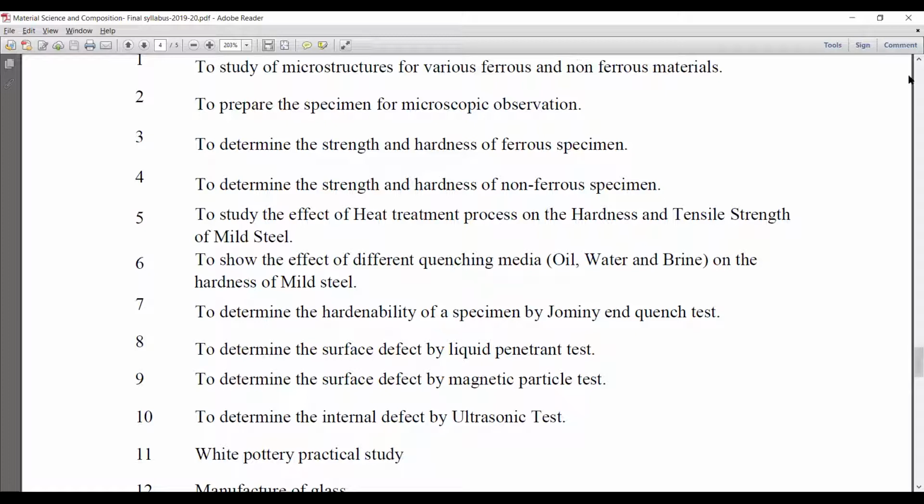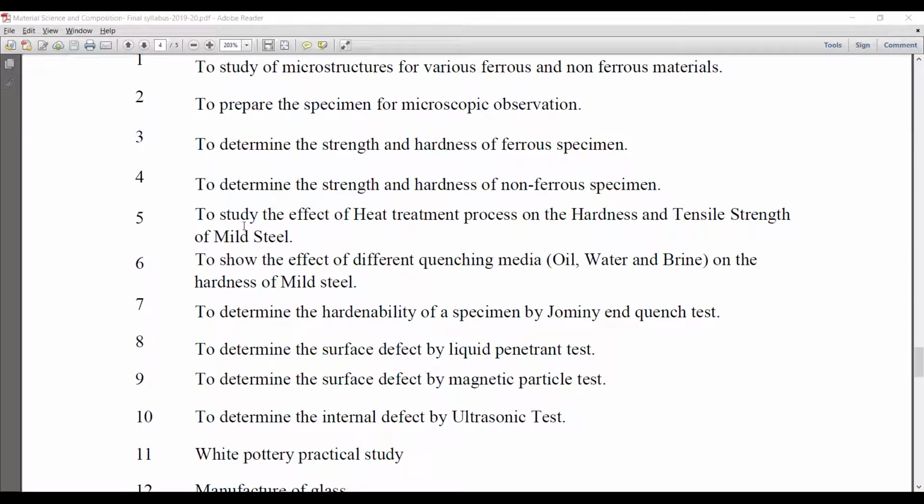So if you can see in your syllabus, in MSc Lab, we have the first one, which is to study the microstructure of various ferrous and non-ferrous materials. Is it audible now? Okay. So the first one is to study the microstructures for various ferrous and non-ferrous metals. And then the second one is to prepare the specimen for microscopic observation. Then the third one, to determine the strength and hardness of ferrous specimen, similarly for the non-ferrous specimen.